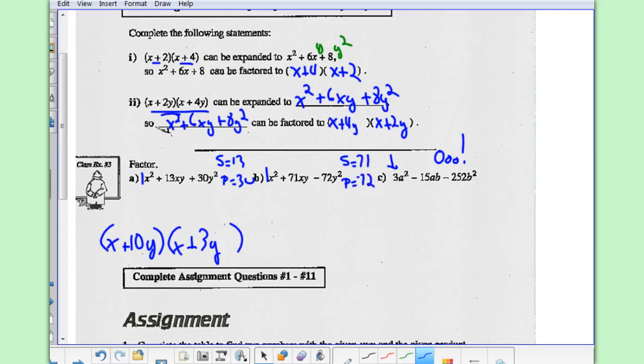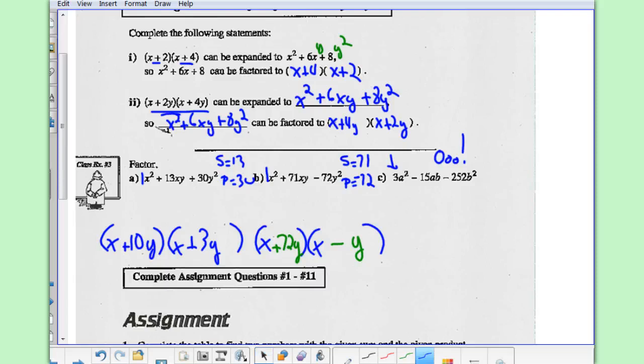In the middle, you again have a 1x squared, but the sum is 71 and the product is negative 72. Ooh, a negative product. So we have an x times x is x squared. And what are my two numbers? I think my two numbers are going to be plus 72y and minus 1y. Right? Just because my sum and product game gives me positive 72 and minus 1, right? And you need to have those y's because of that new variable.